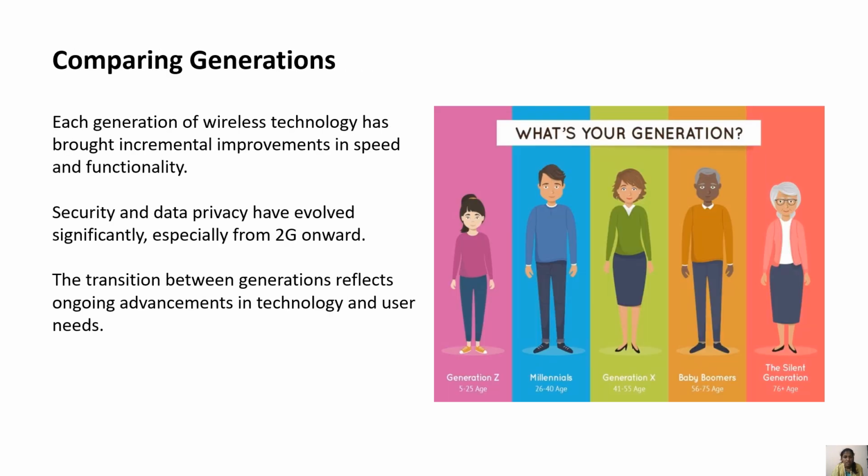Comparing the generations, each generation of wireless technology has brought incremental improvements in speed and functionality. Security and data privacy have evolved significantly, especially from 2G onwards. The transition between generations reflects ongoing advancement in technology and user needs. Here we can see how the generations have changed according to the internet.